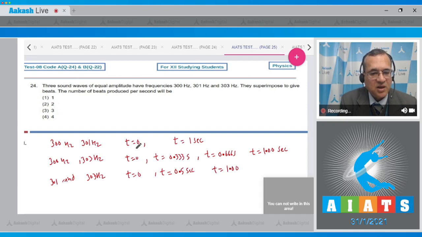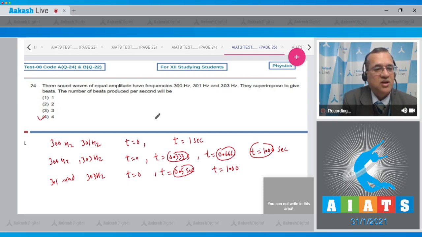And look at this one. The maxima occur first, let's just start from 0 first time at this one, then at this one, then at this, and finally common at 1.00. So 4 loud sounds are heard in 1 second. Therefore, the number of beats heard per second is 4. The correct option is the fourth option.